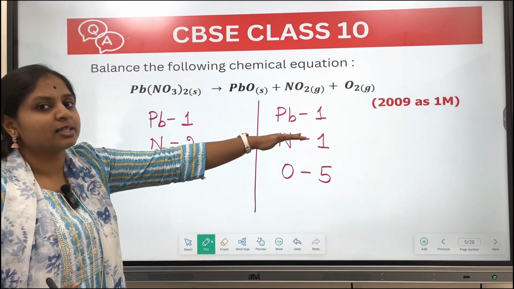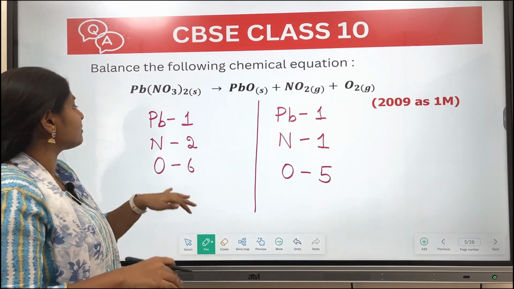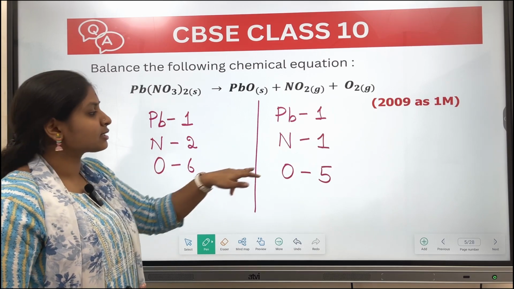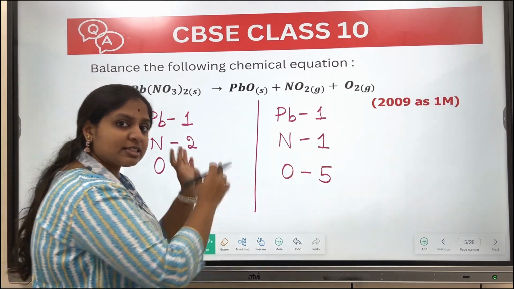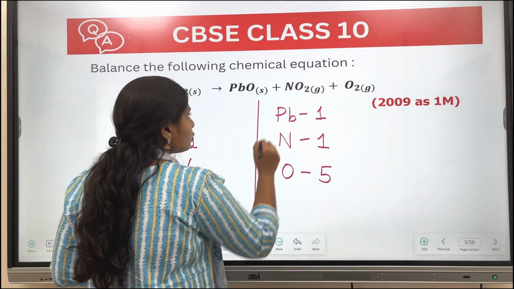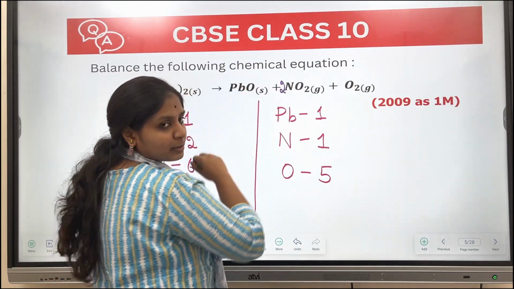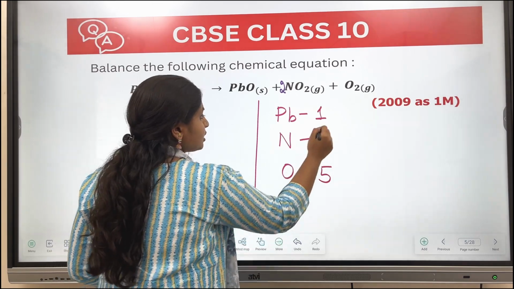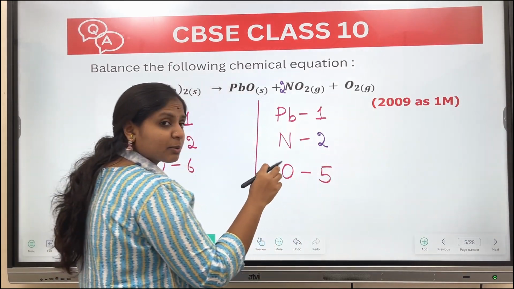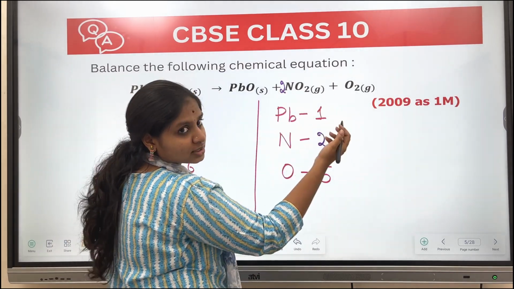Lead 1 atom on both the sides. Lead is balanced. Next is nitrogen. Nitrogen is 2 on the reactant and 1 on the products. So let's go to the lesser side and multiply it with 2. So when we multiply it with 2, the nitrogen became 2. And since we are multiplying the whole molecule, even oxygen is increasing.